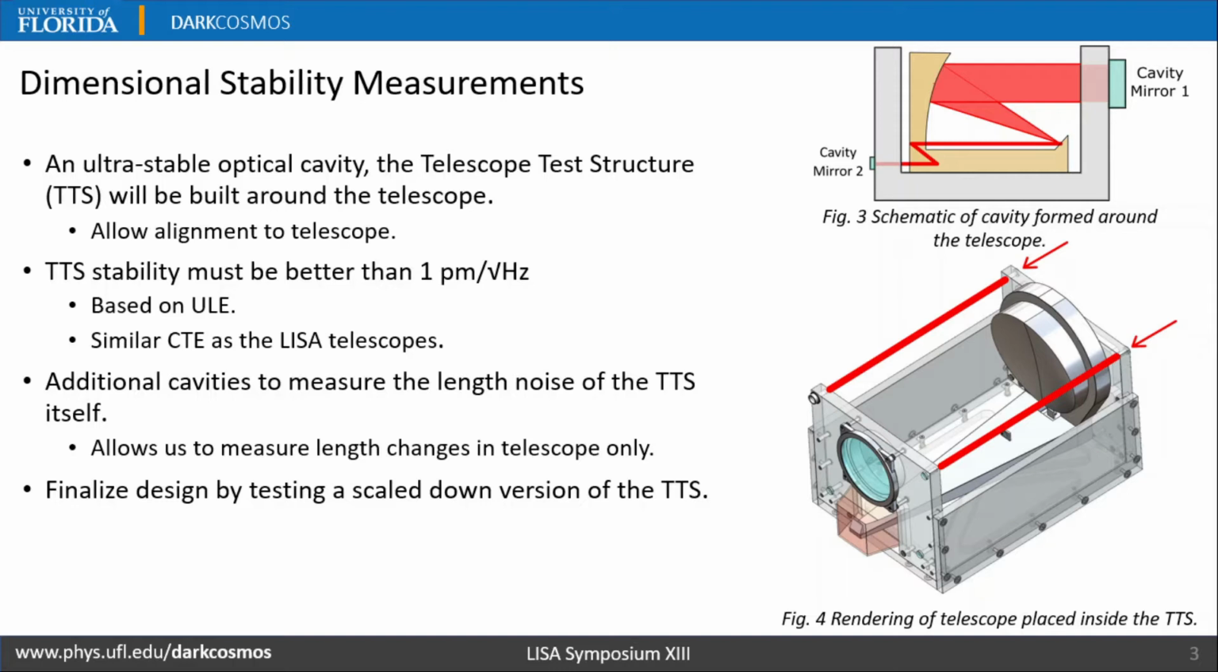The TTS will have additional metering cavities which will act as a reference and won't be a part of the telescope cavity. While we don't think we will need them, they allow us to measure the stability of the TTS itself and subtract it from the full measurement to extract only the telescope stability. Before building something this big and expensive, we wanted to test smaller, scaled down versions of the TTS.